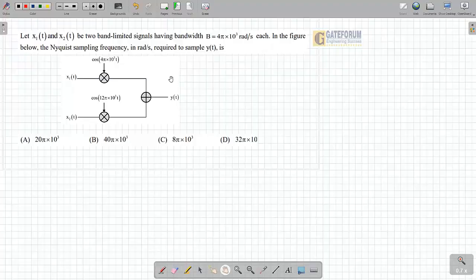Question from communication system, where the concept of product modulator is used, and we have to determine the Nyquist sampling frequency of the signal y(t). Okay, so let us see this.